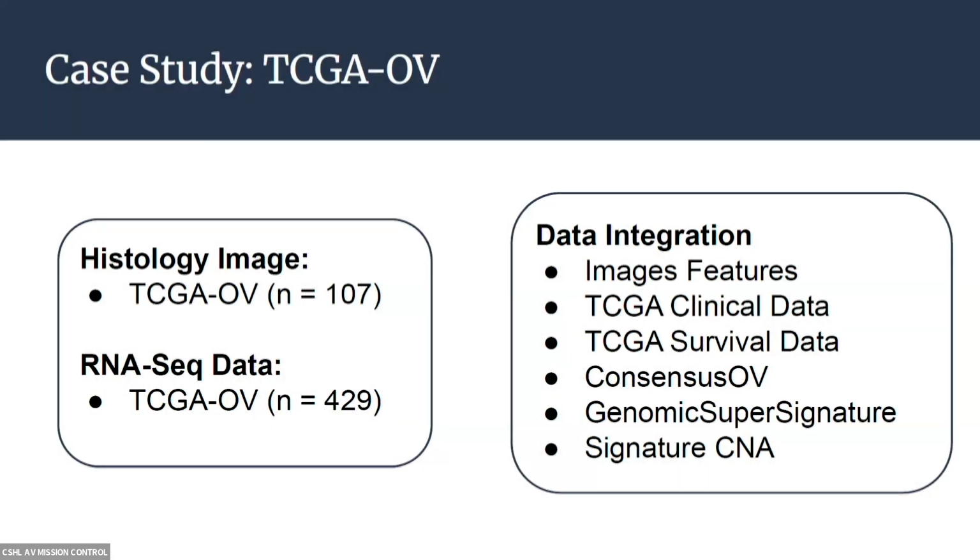Also, to validate the results, we are starting a case study focused on ovarian cancer. For ovarian cancer, we have 107 images. We also want to integrate the information with RNA-seq data because TCGA provides information for 429 images. Our main idea is to integrate the features that we extracted with TCGA clinical data, survival data, also using consensusOV, which is another Bioconductor package, or genomic supersignature, just to try to understand if this signature can be helpful to find a pattern or biological meaning, something that can help scientists in cancer research.